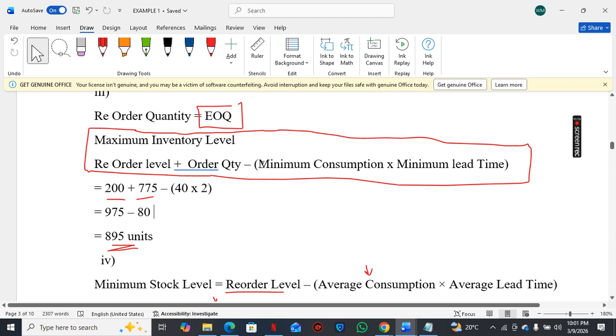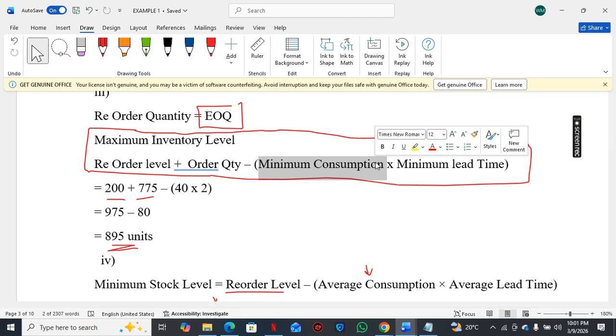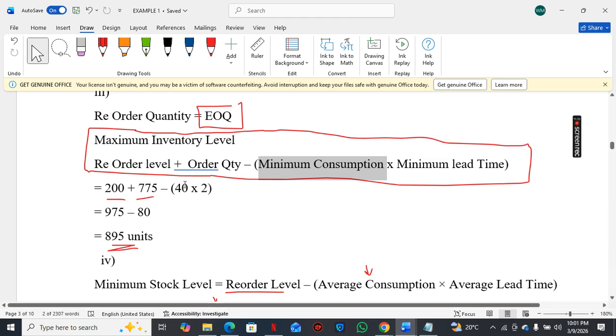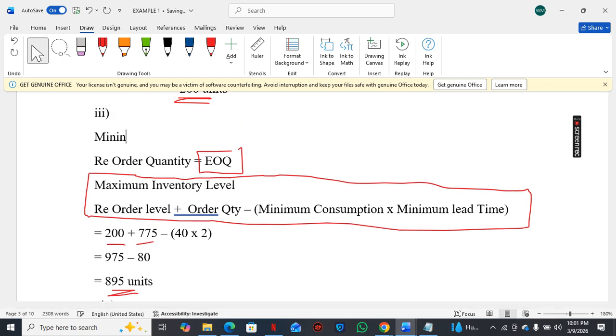Minimum consumption. Remember in the question they never gave us the minimum or the maximum consumption. So we use the average consumption. And the average consumption was 40 units per day. In this minimum consumption, let me put it here, so that when you study this document, you won't get confused. Yes, is that a question?